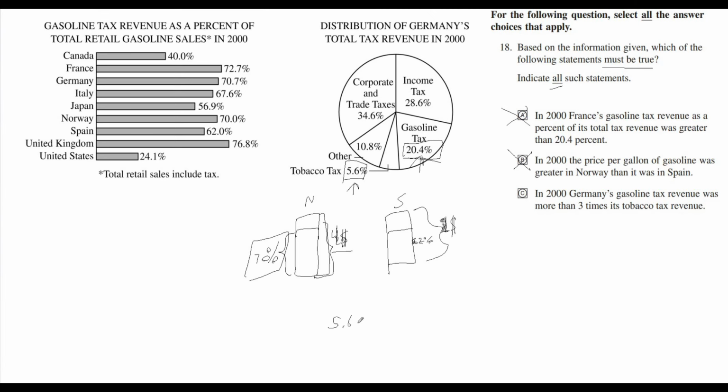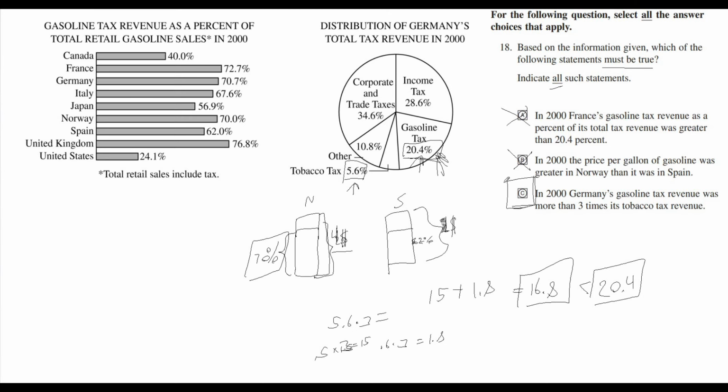Well, let's find out. 5.6 times 3 is equal to 15 plus 1.8. It's just breaking up the 5 times 3, which equals 15, and 0.6 times 3 equals 1.8. So 15 plus 1.8 is equal to 16.8. Now 16.8 is less than 20.4, so yes, it is indeed the case. The gasoline tax right here is over 3 times higher than the tobacco tax. So C is what we can say. C must be true. A and B, we don't know.